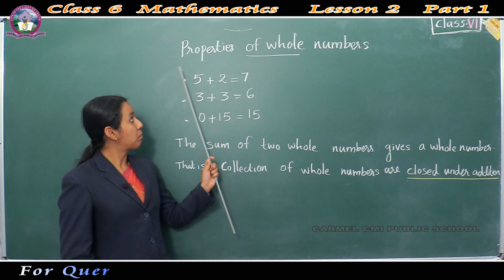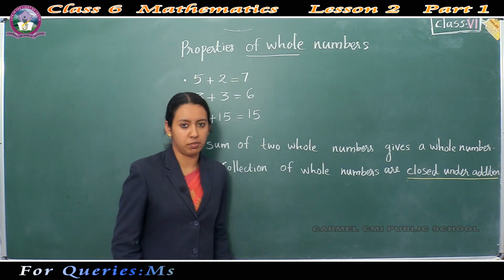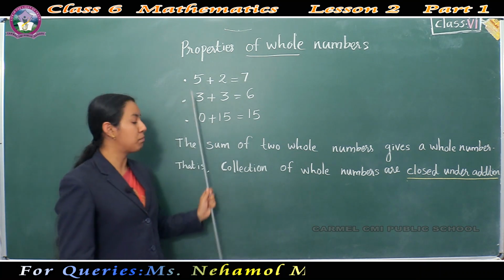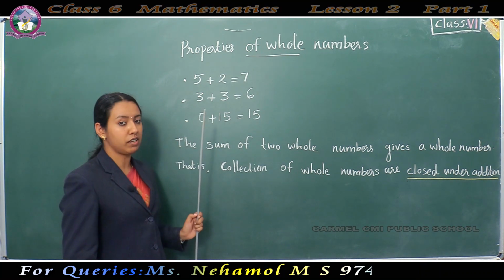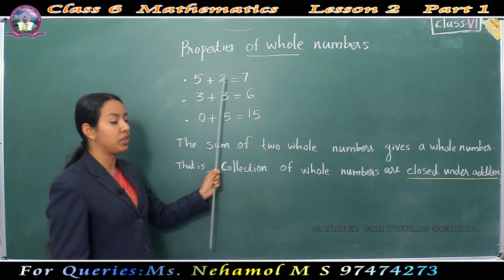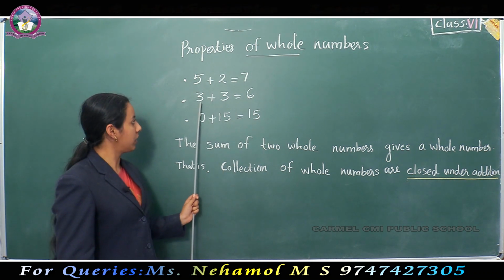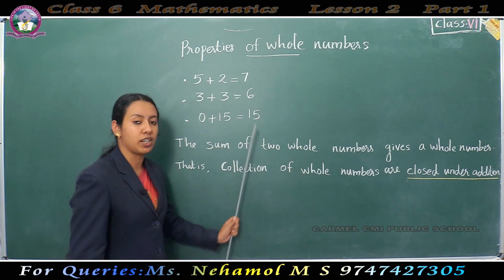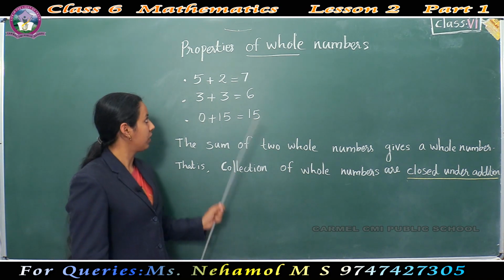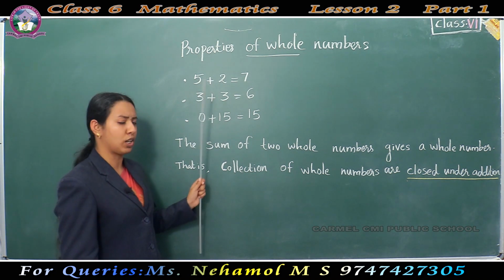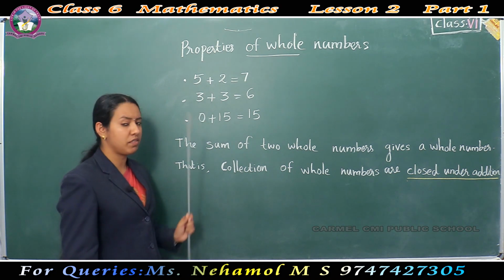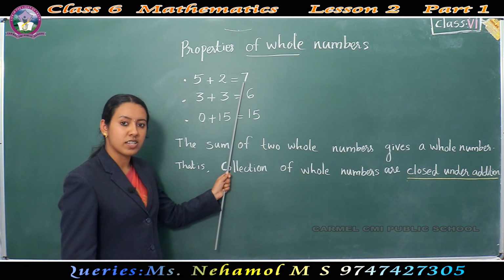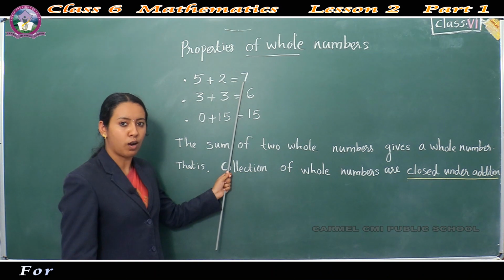Next one, properties of whole numbers. Some numbers are given here. First one, 5 plus 2 equal to 7, 3 plus 3 equal to 6, 0 plus 15 equal to 15. First one, 5 plus 2 is equal to 7. We know that 5 is a whole number, 2 is a whole number. The answer 7 is also a whole number.